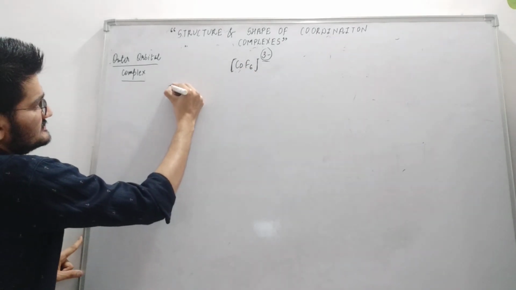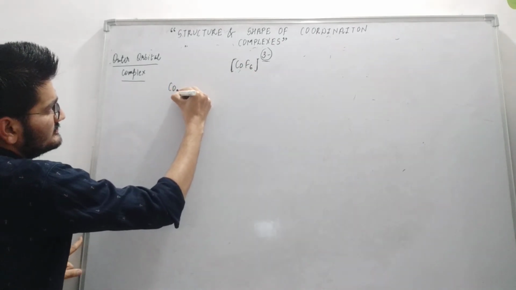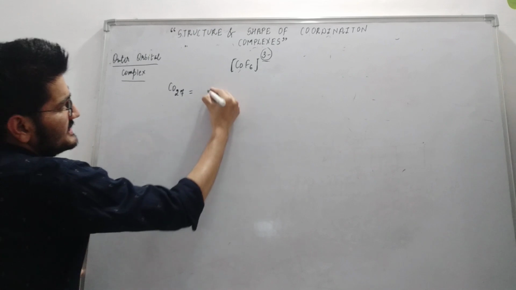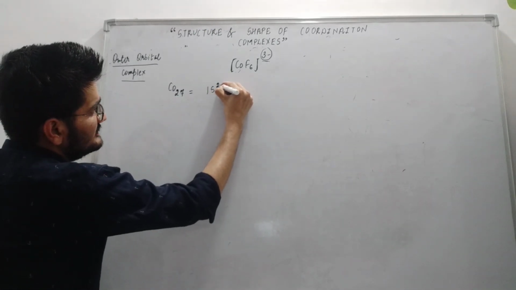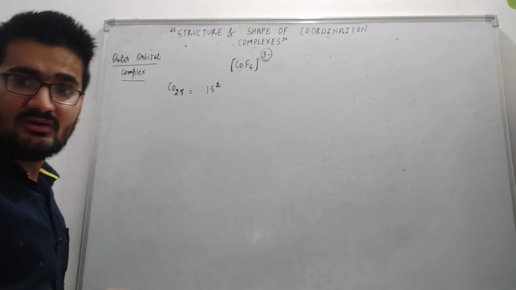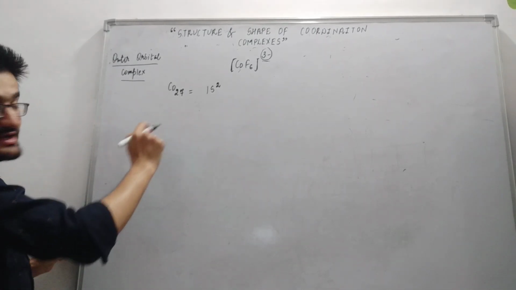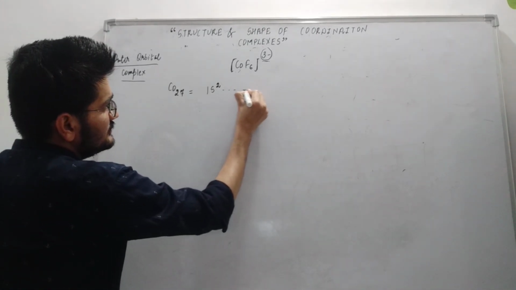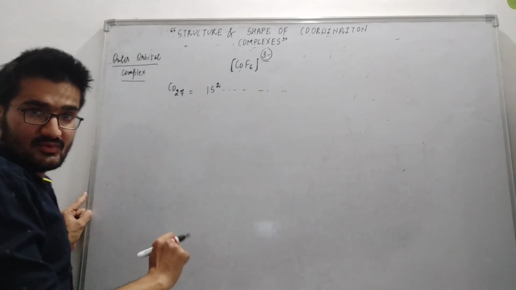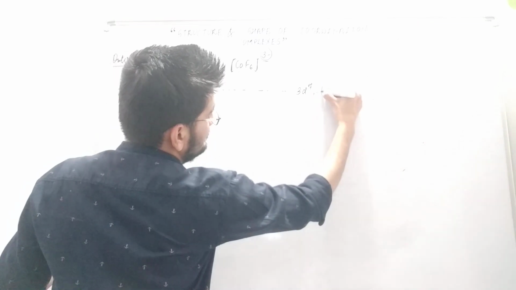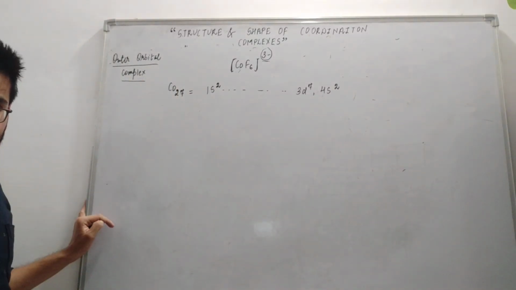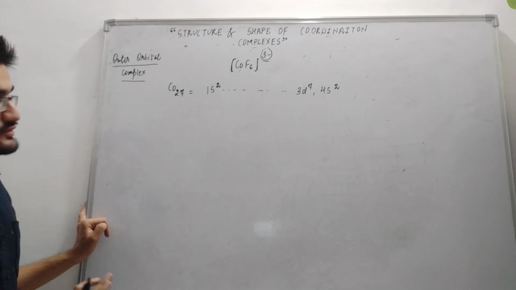Now the next step is to show the electronic configuration for cobalt. The atomic number is 27. According to the Aufbau rule, we have to show the electronic configuration: 1s2 and so on, then 3d7 4s2. This is the configuration. You can do it from your own side according to the Aufbau rule.